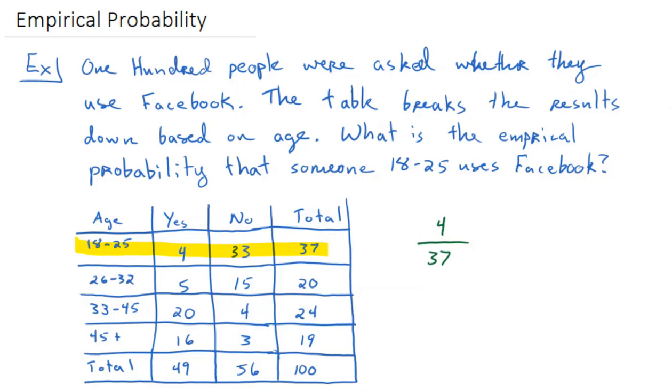Now I do want to give the caveat that the fact that this is empirical probability is not always emphasized. So you could just as easily encounter this question as, what is the probability that someone 18 to 25 uses Facebook? And it would be the exact same result, same question. The fact that it's empirical probability or theoretical probability is based on the context of the situation that's given, and then you just adapt what you're counting based on that. Usually it doesn't need to be emphasized.